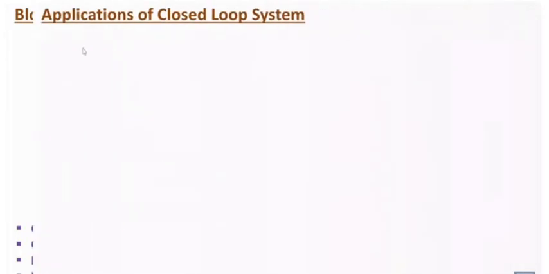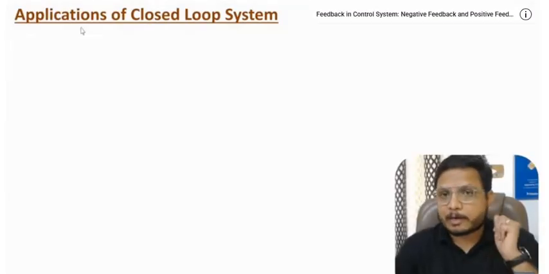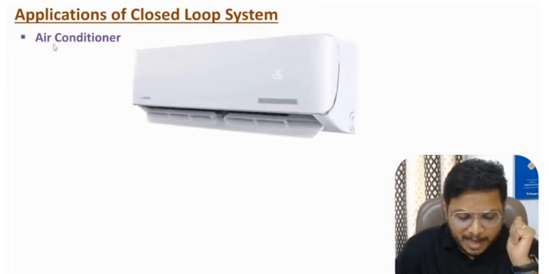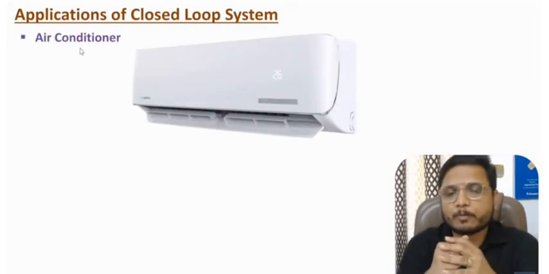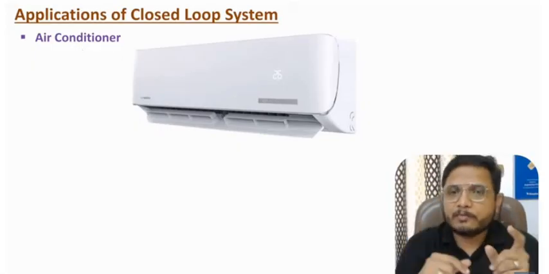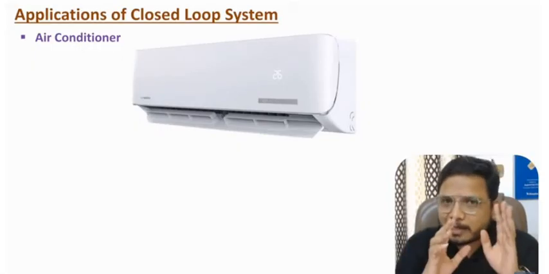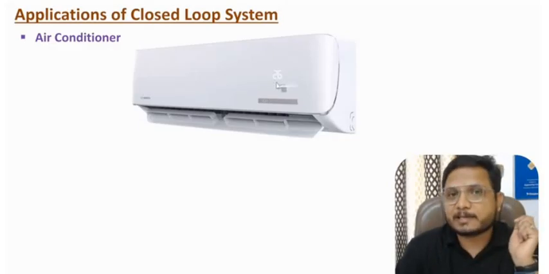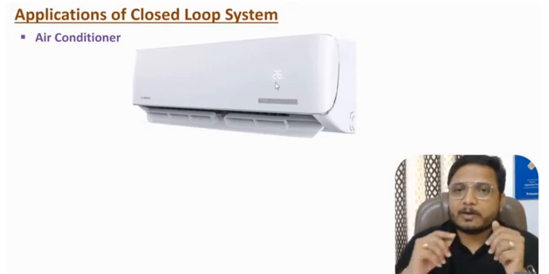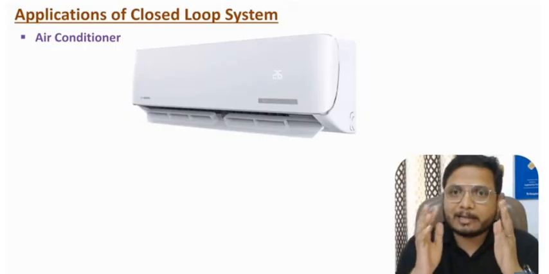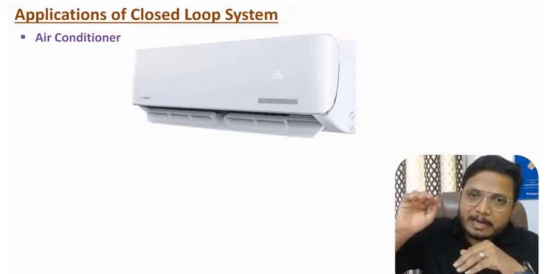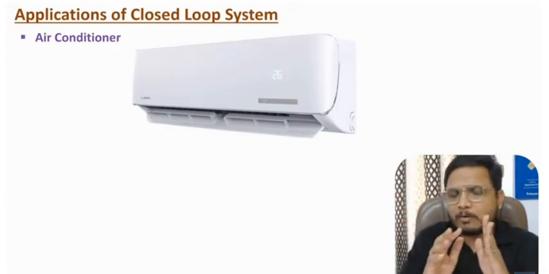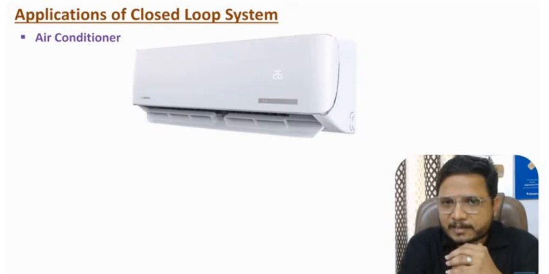Now I'll discuss applications of the closed loop control system. See, one of the popular applications could be the air conditioner. Let me explain how. See, in your room, if you turn on the AC, and let us assume right now you are setting the temperature to 26 degrees Celsius. So what will happen? Your AC gets turned on, and then that air conditioner will be throwing cool air inside your room. Let us assume right now the room temperature is 28 degrees Celsius.